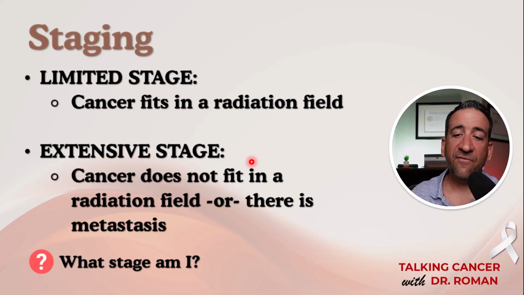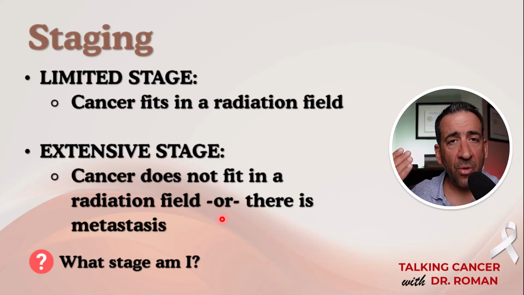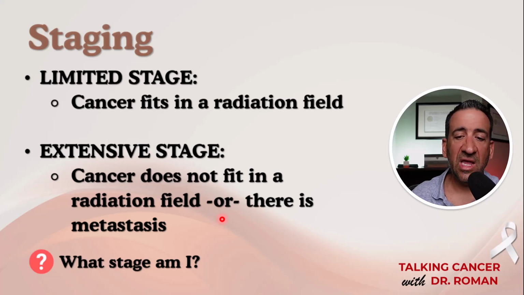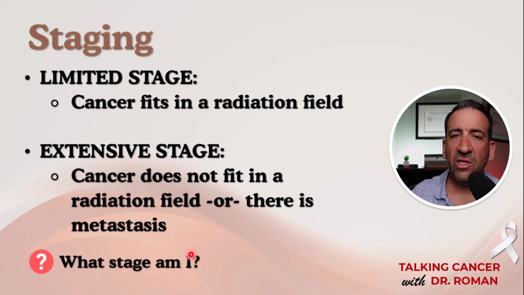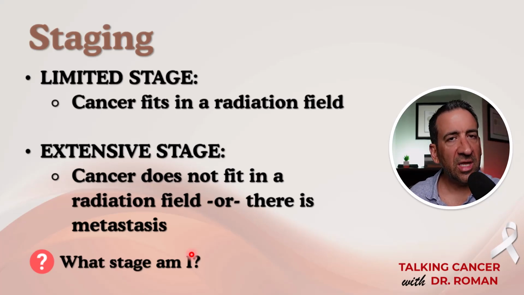So in other words, if you have, for example, disease outside of your lungs, so if it's in the brain, if it's in the liver, if it's in your bone, obviously you have extensive stage. So the question to ask as far as staging is concerned is, what stage are you? Do you have limited stage small cell lung cancer, or do you have extensive stage small cell lung cancer?